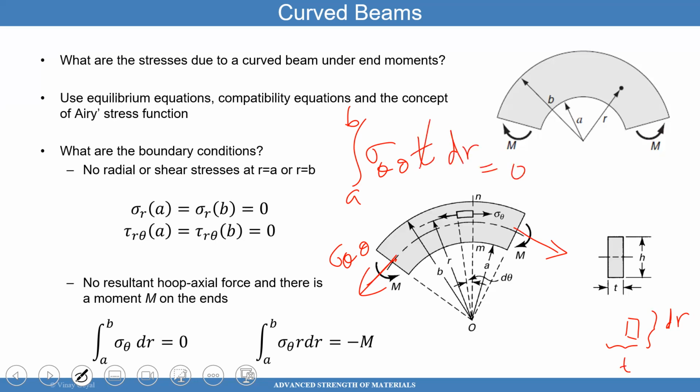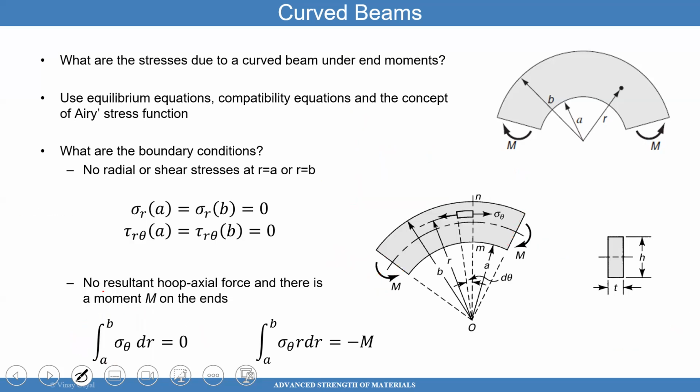But T is constant, so you don't have to write that there. You can cancel T. So that's why you see that formula there. That's the boundary conditions on this surface and that surface. Any questions on this particular point? I'll let you think about that.